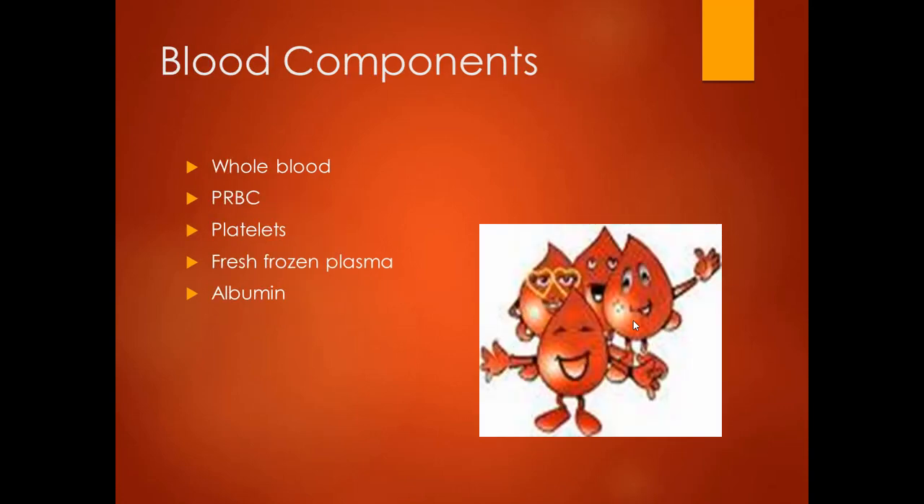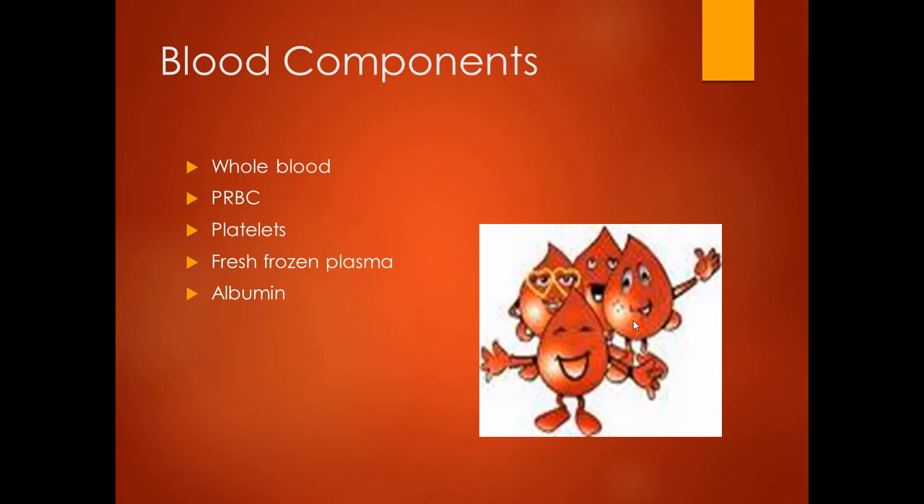So what are the different types? I want you guys to know these. We'll go deeper as we go along. There's whole blood, packed red blood cells, platelets, fresh frozen plasma, and albumin. So what do all of these do? Whole blood and albumin basically restore the intravascular volume. Packed red blood cells restore the hemoglobin, the oxygen carrying capacity of RBCs, and then clotting factors and platelets help with clotting.